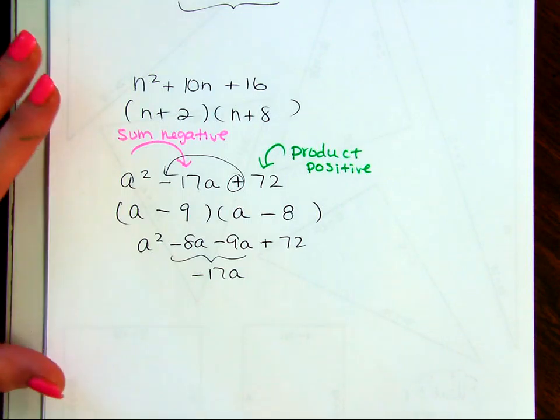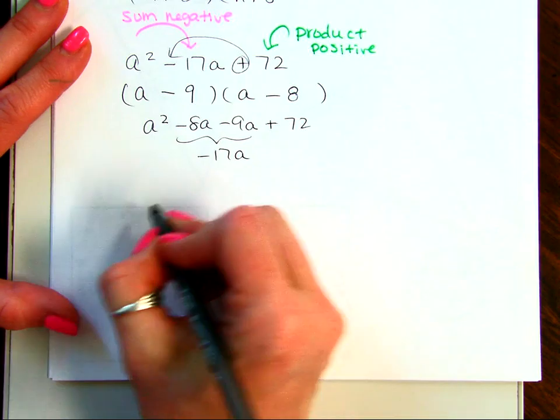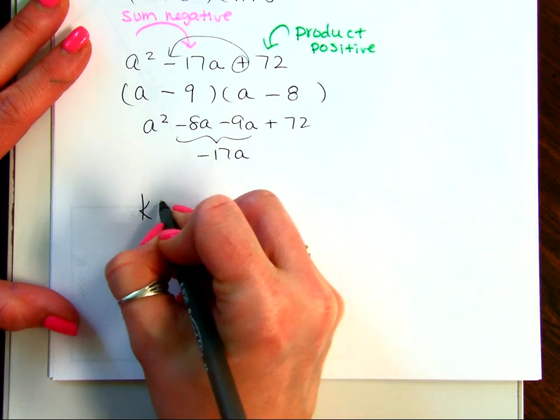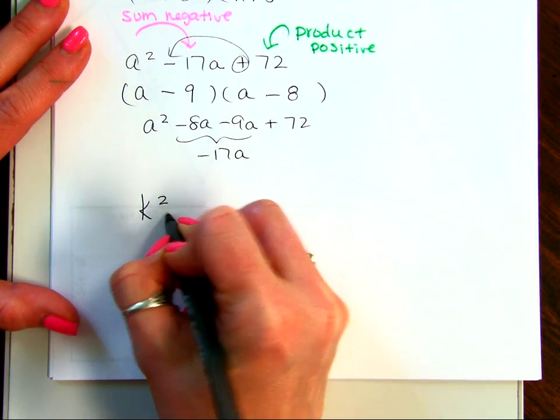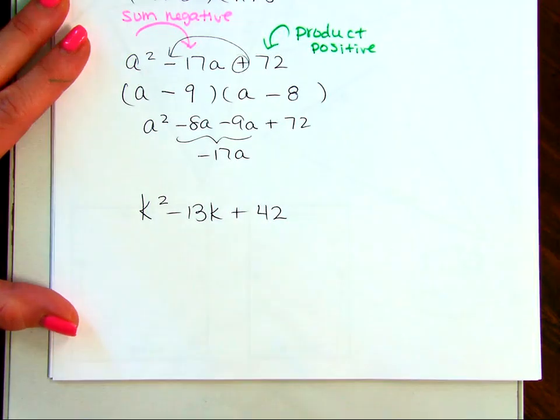All right. So try this one then. Give you another one. k squared minus 13k plus 42.